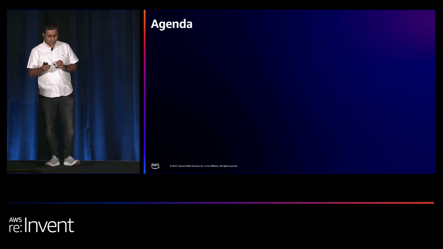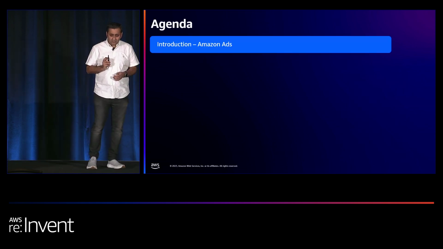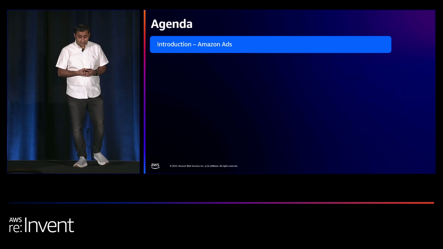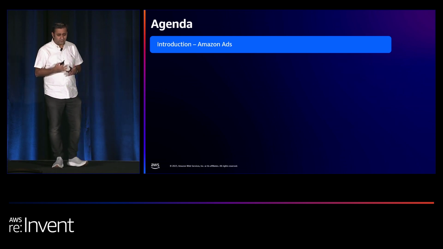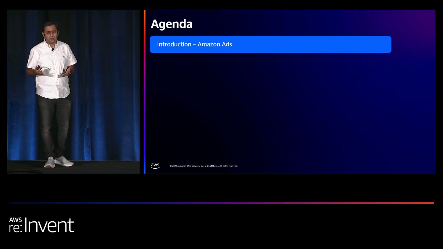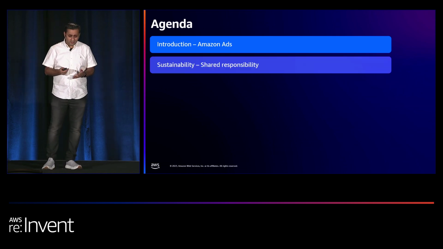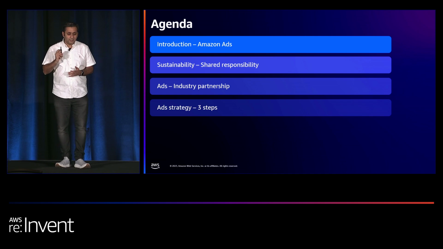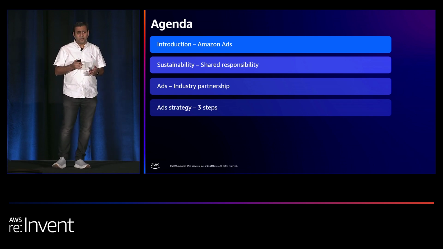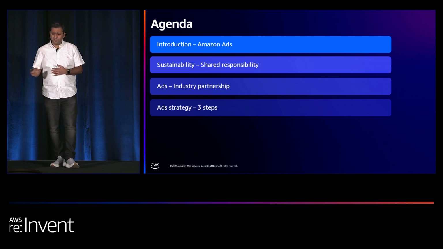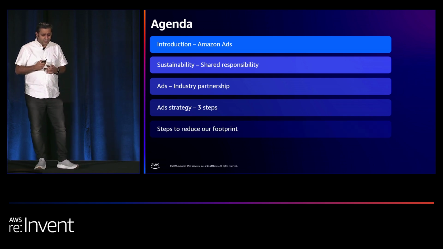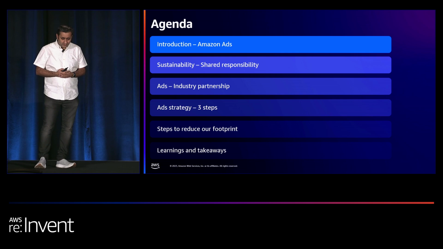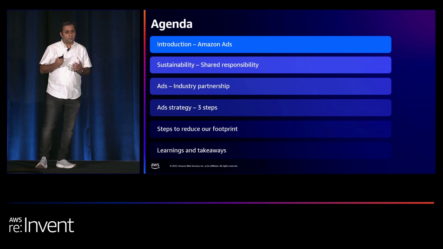So let's see what we've got in store for you today. We're going to start with a short intro to Amazon Ads. Then we'll cover the shared responsibility model that was just alluded to with AWS. We will then dive right into what Amazon Ads is doing, starting with our industry partnerships. We'll follow this up by our internal strategy, which is 3 simple steps: measure, educate, and reduce. We will discuss more about this as we go through the talk. To wrap things up, we're going to share how ads has innovated in this space and things that we've experimented with, followed by learnings and some takeaways that you can use to make a real impact.